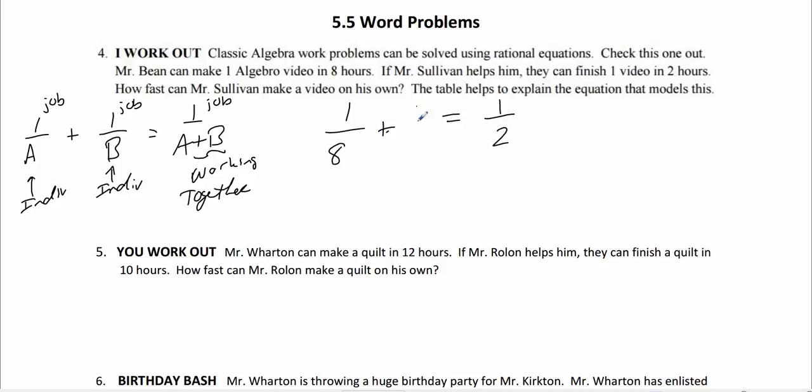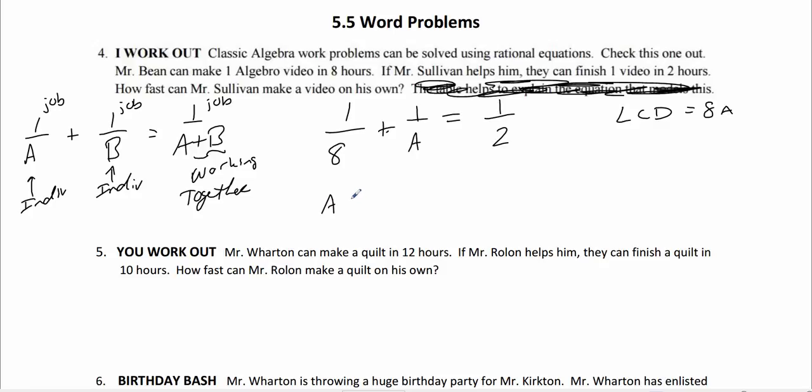What we do not know is how long it takes Sullivan, and this can be A or B or C, it doesn't really matter, or X if you wanted to make a video on his own. This table, I don't care about the table. I actually should have probably deleted that, so that doesn't really matter. So what I want to do, this is an equation that we just solved. I want to find the LCD. What is the LCD between 8A and 2? Well, that's 8A.